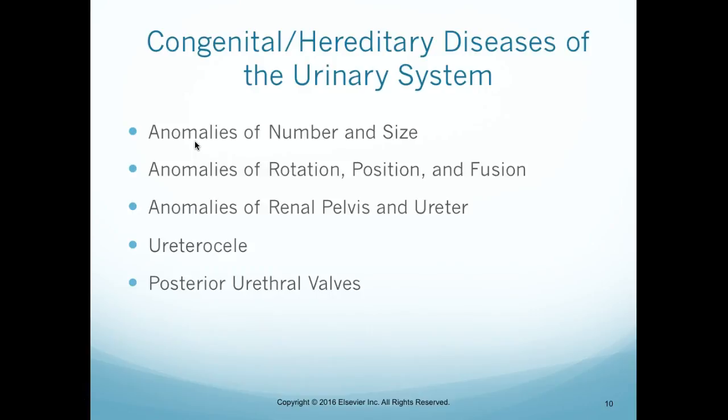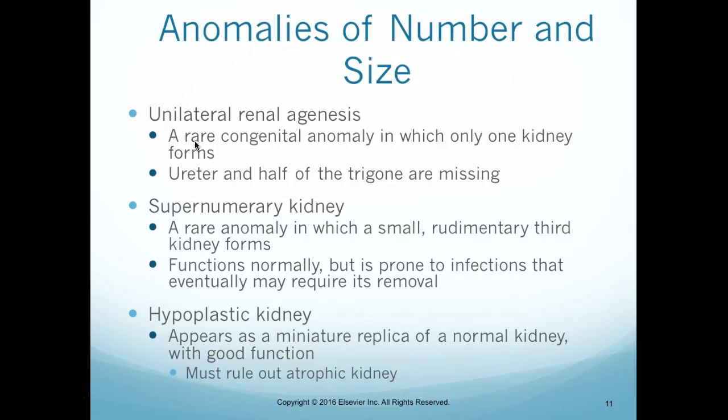So we're going to look at abnormalities in size and shape, rotation, position, and fusion. The abnormalities of the renal pelvis and the ureter. We're going to look at ureterocele, and we're going to look at the posterior urethral valve, sorry. Okay, so we're talking about abnormalities of size and number.